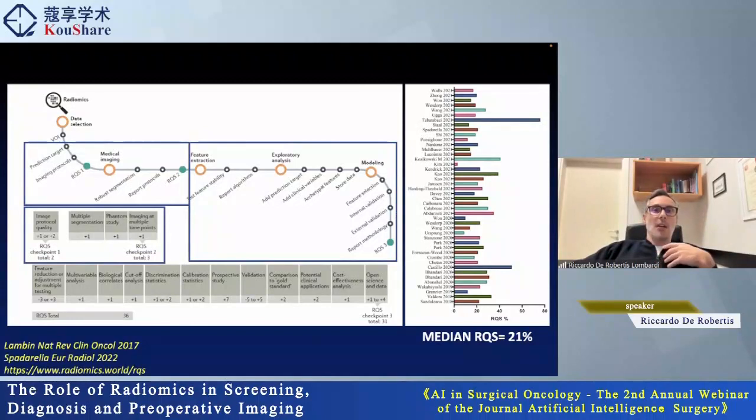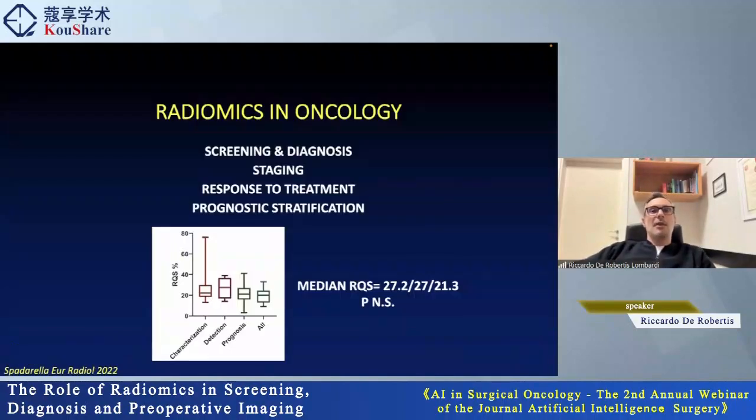A recent study reported a median radiomic quality score of 21% among 44 systematic reviews. So this suggests that the quality in this research field must be increased, as it is currently unsatisfactory independently of the study topic. As I said before, radiomics has different potential applications in oncological imaging: screening and diagnosis, improved staging, evaluation of response to treatment, and prognostic stratification. If we look at the graph on the bottom, you can see that the median radiomics quality score is very low independently of the target.